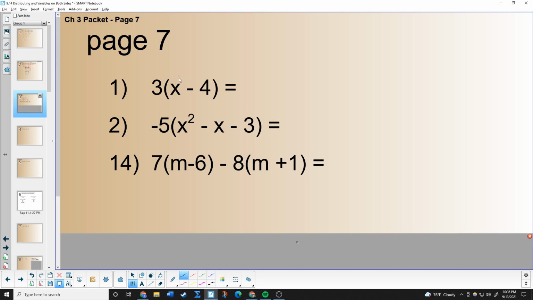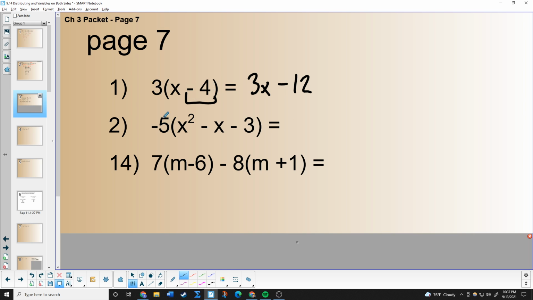So with one like this, we can just distribute 3 times x, get 3x. Then we can do 3 times -4, and that's how our sign becomes -12. So 3x minus 12. Once again, don't just drop a sign down. Multiply 3 and -4, and whatever you get, positive or negative, that's what decides what sign is in the middle.